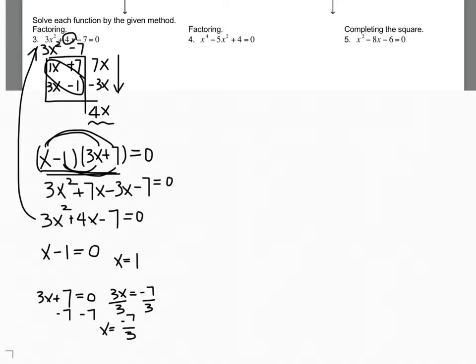Number 4, factoring. So I'm given a function x to the 4th power minus 5x squared plus 4 equals 0. How do I do this one? It looks kind of weird, x raised to the 4th power. Do you remember that I said this is kind of like the fake quadratic? Whenever you see something raised to the 4th power, think about quadratic. And I call these types of questions fake quadratic.